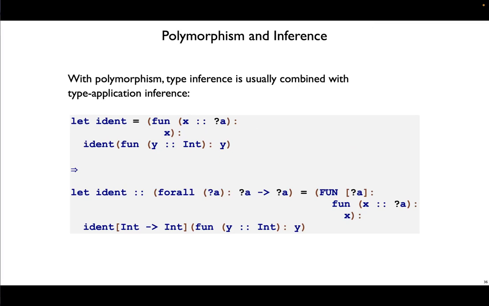Most languages that provide polymorphism provide some kind of type argument inference, because without it, you basically have to write the same thing twice in your program. If you've worked with an older version of Java, then you know exactly what I'm talking about. You have to write types all over the place for your generics.